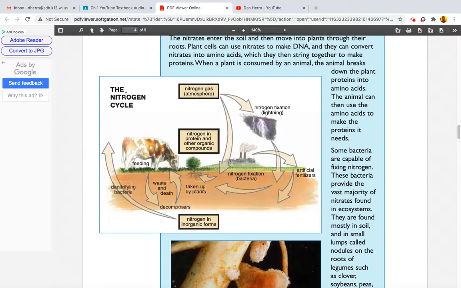The nitrogen cycle. Okay, so you have feeding. They did talk about lightning. They did talk about waste. Nitrogen in inorganic forms. Okay, so this is something you can take a screenshot of, or you can look at the PDF from the Google Classroom page for biology.